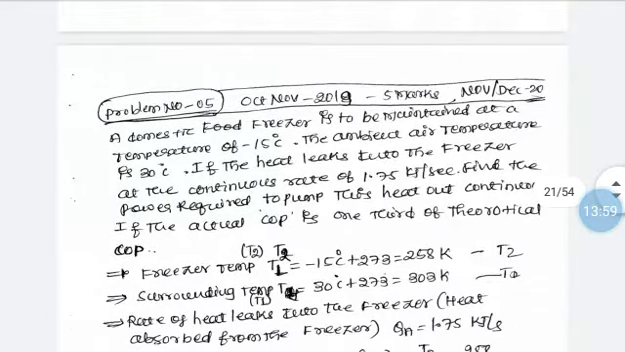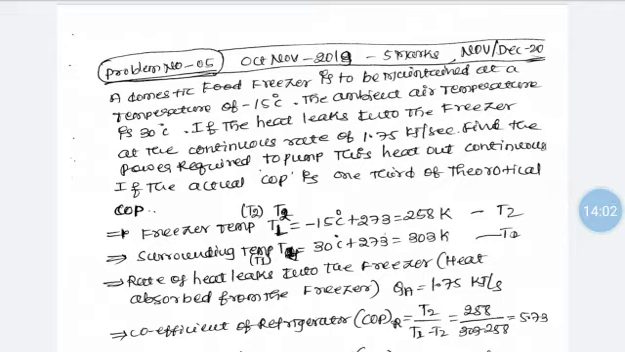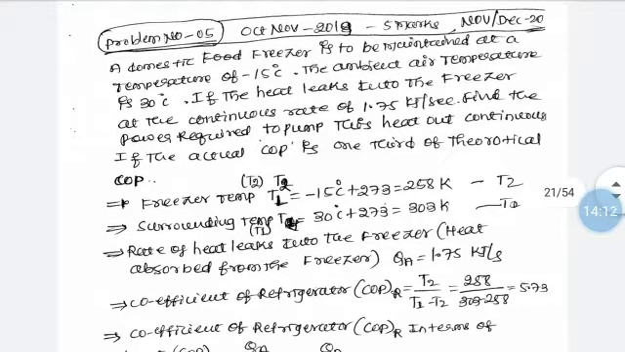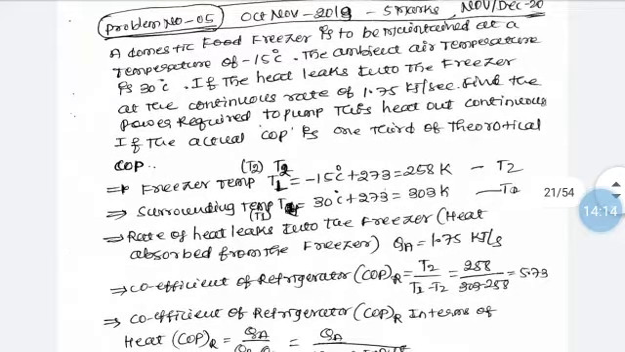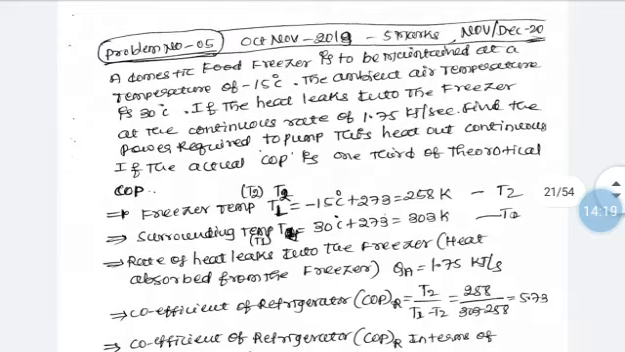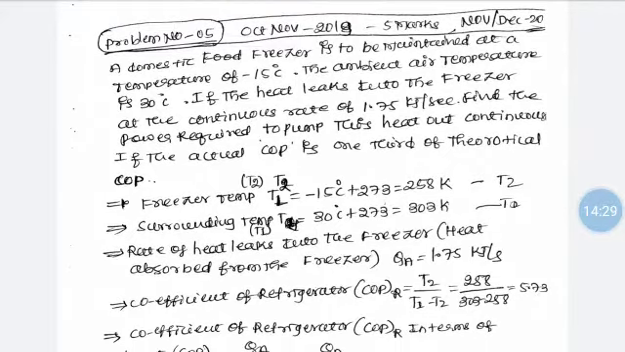Next, one more problem that has been asked for October November 2019, 5 marks. It is repeated again for November December 2020. Here a domestic food freezer is to be maintained at a temperature of minus 15 degrees Celsius. Domestic food freezer means a food refrigerator or freezer. Freezer means it will freeze the food and keep it in good condition, like a refrigerator.